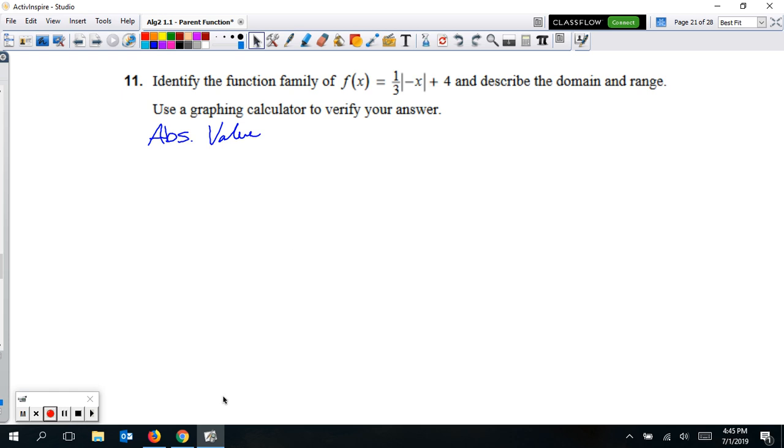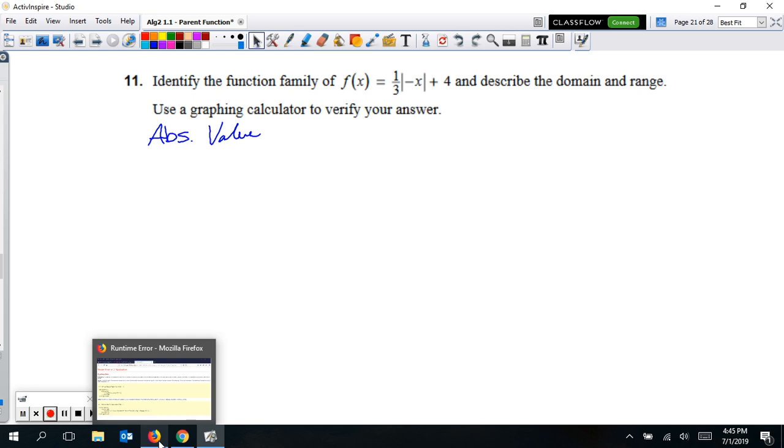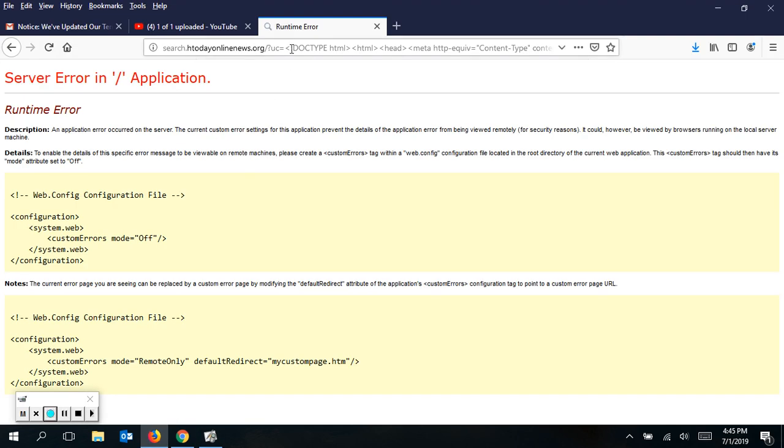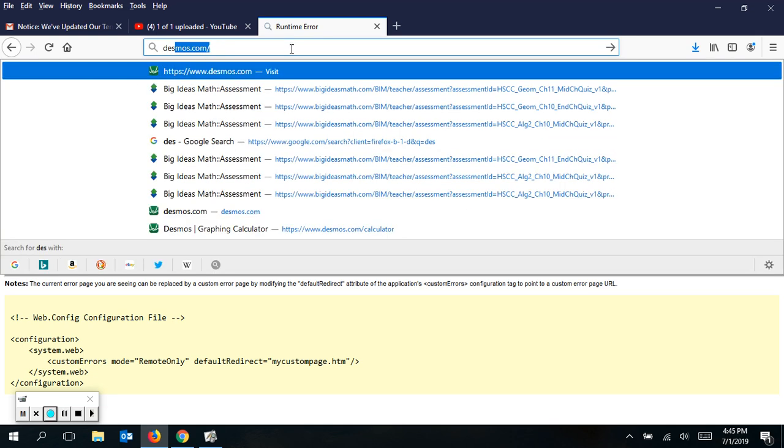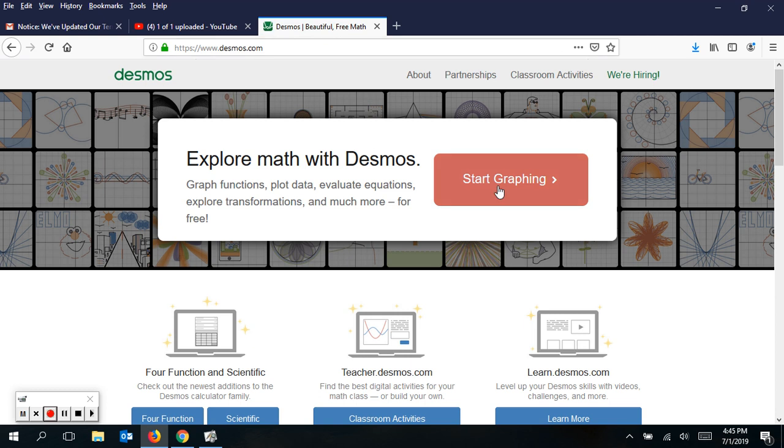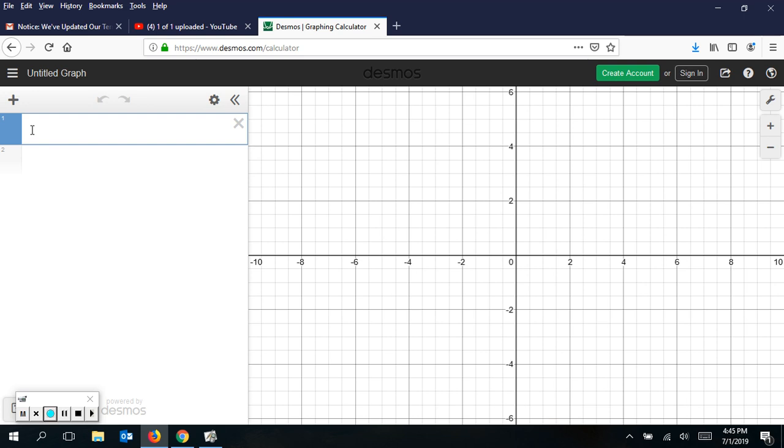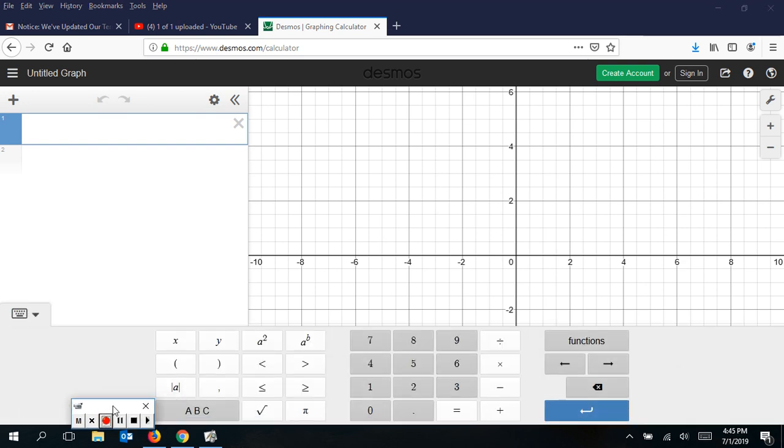We could do that on the Desmos graphing calculator. If you're not familiar with that, you can always go to the website or just search and type in desmos.com. It says start graphing. So here's your start graphing, and now you have a graphing calculator. We can just type in our function right here. There's a little keyboard down here, so you can get this keypad going and put in what you want.